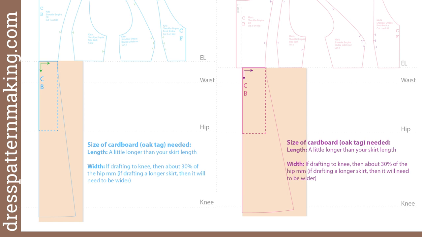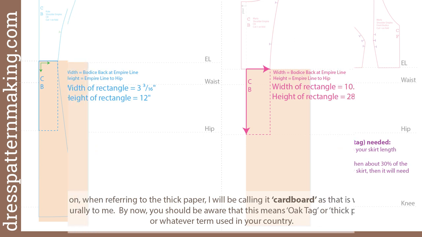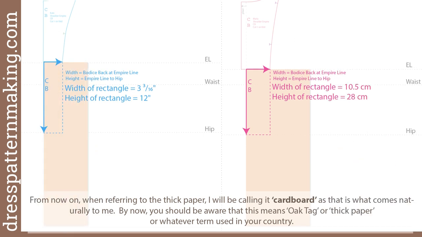Now, if you are drafting it longer, it will need to be wider and you'll have to work that out for yourself. There are too many variables for me to give you an estimate, because the longer the skirt is, the wider it will need to be. The bigger the difference between your waist and hips, the wider it will need to be. So draw a rectangle. I'm starting at the top left-hand corner of the cardboard. If you do that too, make sure that the corner is square.